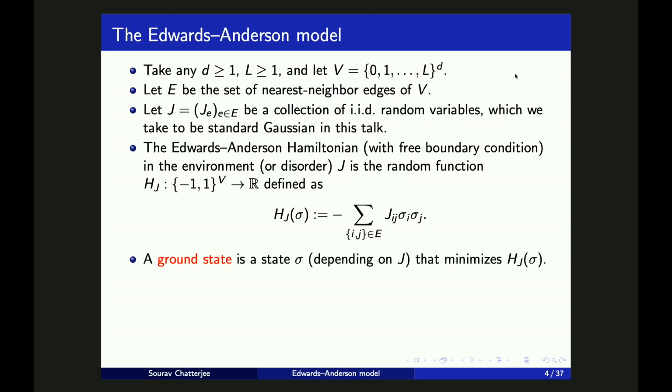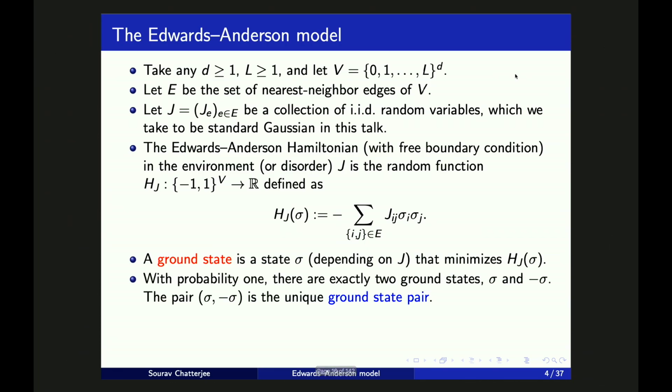So one can talk about Gibbs measures associated with this, but I'll not even go into Gibbs measures. I'll just look at the ground state. So the ground state of the model is the state sigma which minimizes this Hamiltonian, given the Jijs. Remember, we are just in a finite box.